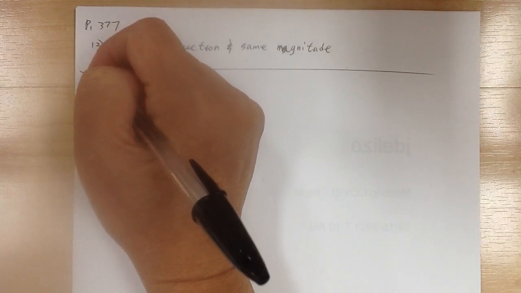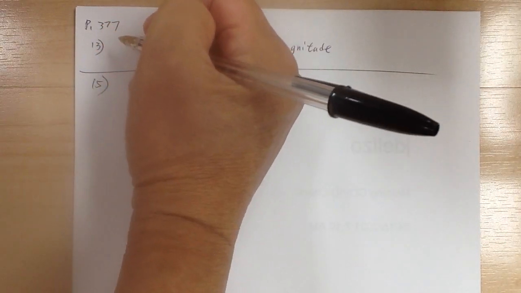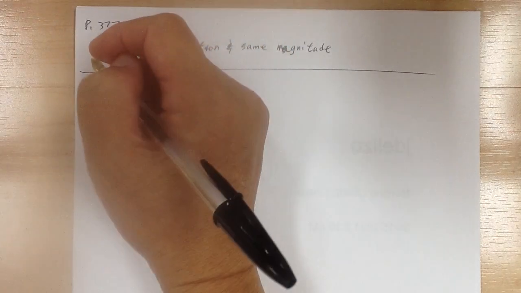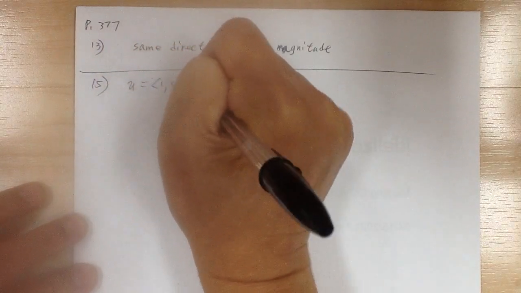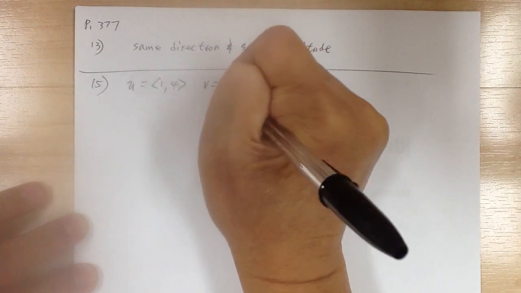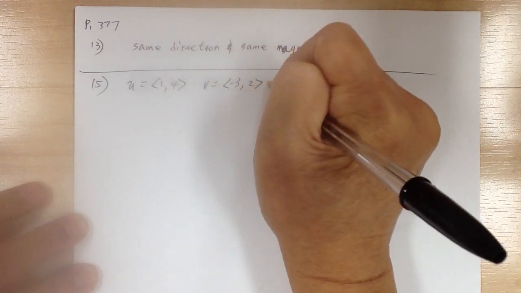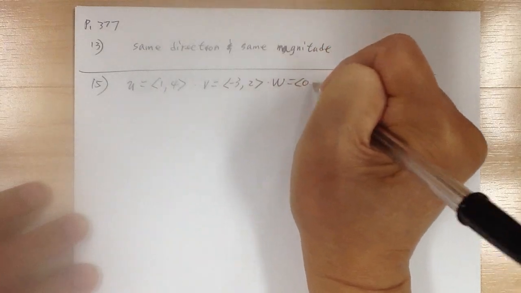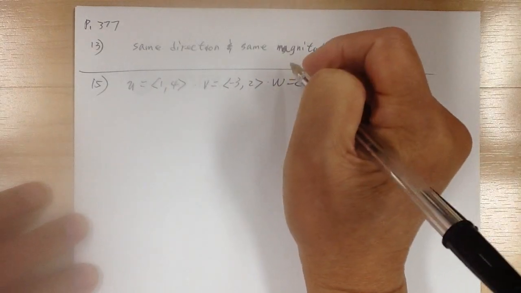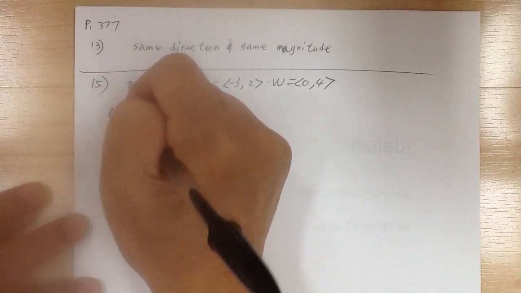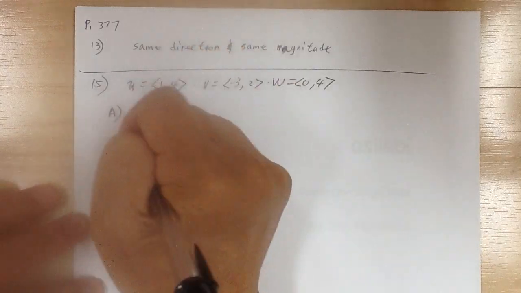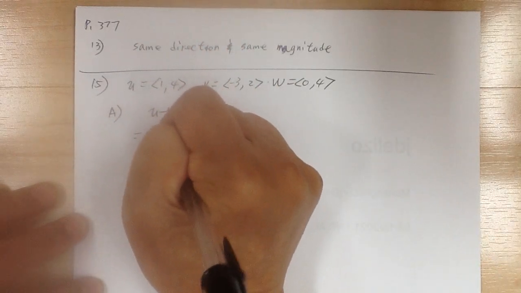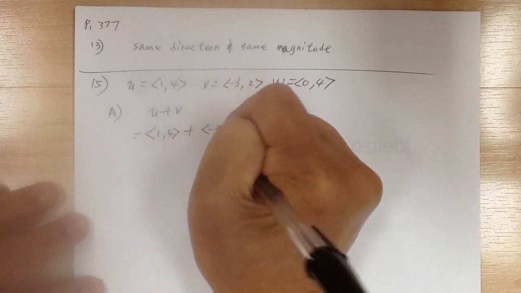Okay. Number 15. The given is u equal to 1, 4, and v equal to -3, 2, and w is equal to 0, 4. Let's do A. For A, you're looking for u plus v, so just substitute.